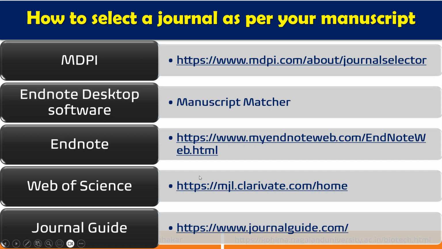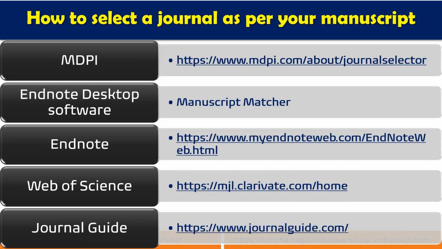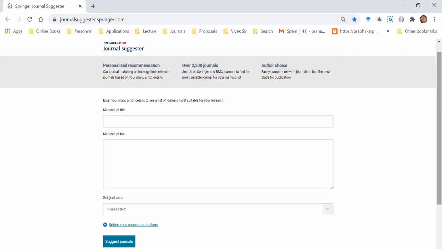The last one is Journal Guide. This is not from any specific publisher, rather if you search on this website, it will give you a list from all the publishers. If you search on MDPI, it will suggest only MDPI journals. If you go to Scopus or Elsevier, they will give you only Elsevier journals. But if you go to Journal Guide, it will give you journals from all the publishers. So this is how the journal finder of Elsevier looks like. You have to enter the title and abstract here; whether you enter keywords or not doesn't matter. Find journals. I'll show you by doing it. Okay.